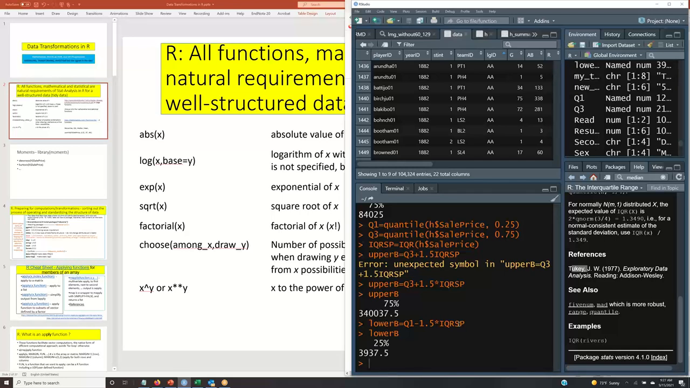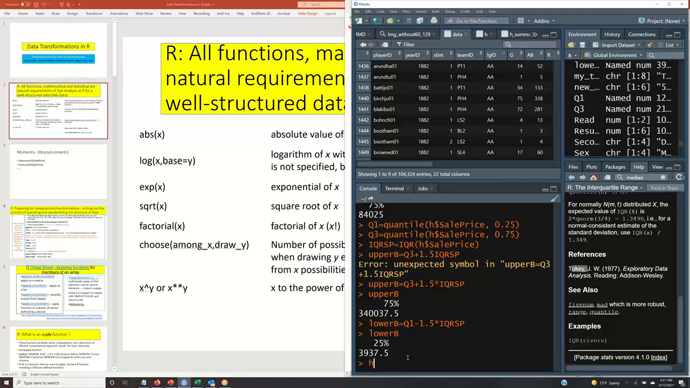Outliers will actually distort the conclusions. So you have to be very careful about outliers and also influential observations, all those things. But we are just getting into the basics of statistical thinking, right? So anything above the upper bound and anything less than the lower bound, you can consider as outliers. Now, if I want to see the outliers, what are those records?